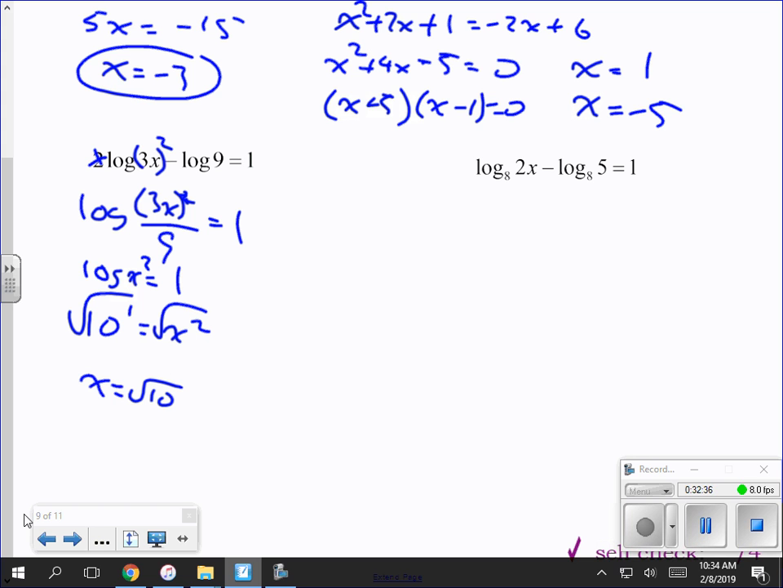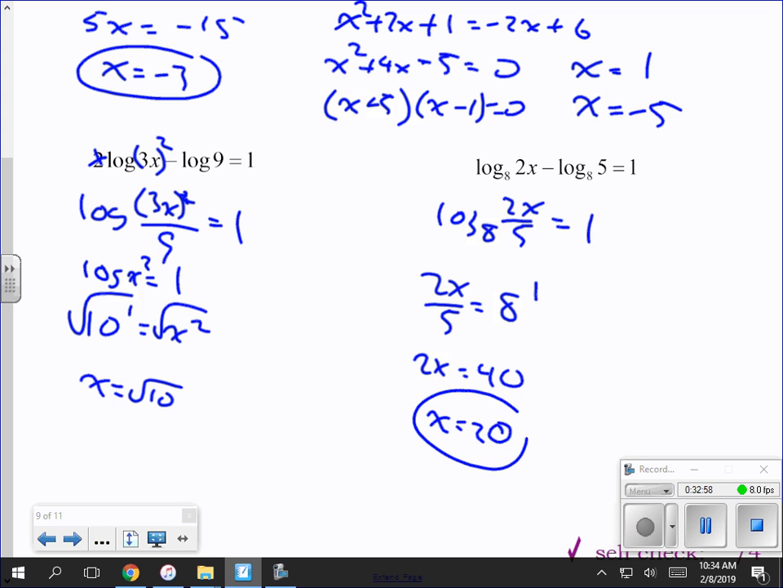Next one, combine them up into 1. Log base 8 of 2x over 5 equals 1. That means 2x over 5 equals 8 to the first, which is 8. Multiply both sides by 5. 2x equals 40. Divide by 2. x equals 20. Questions? Okay.